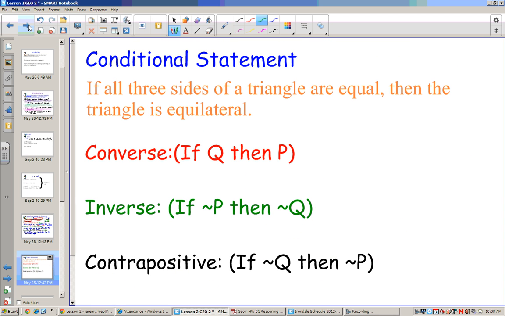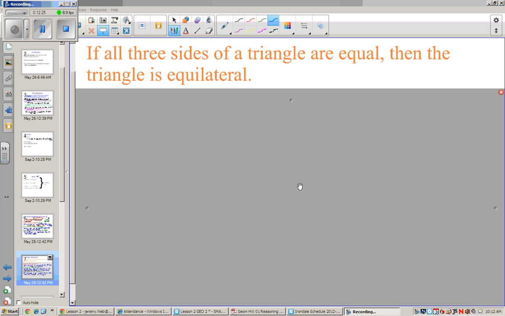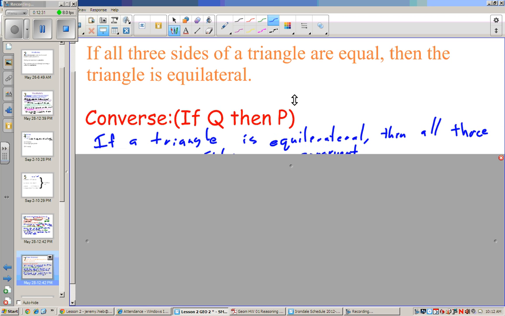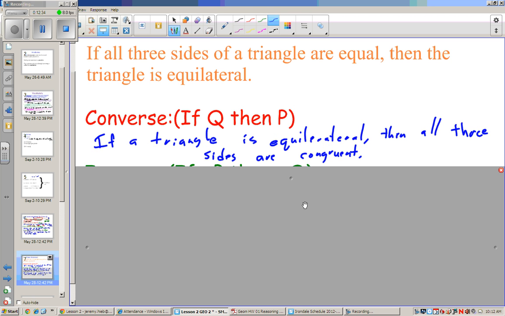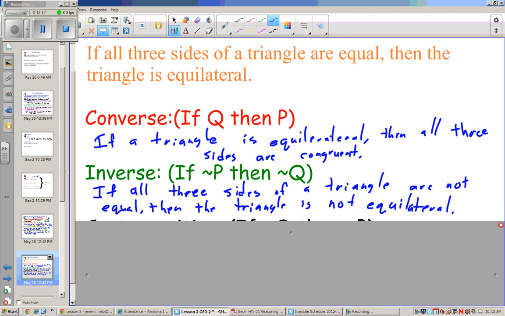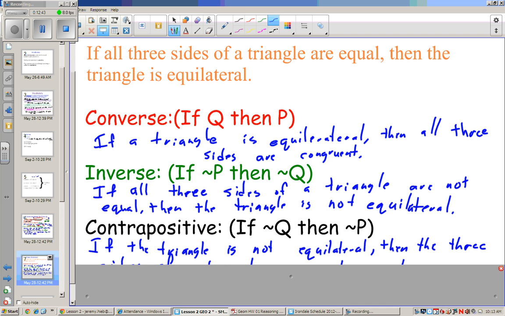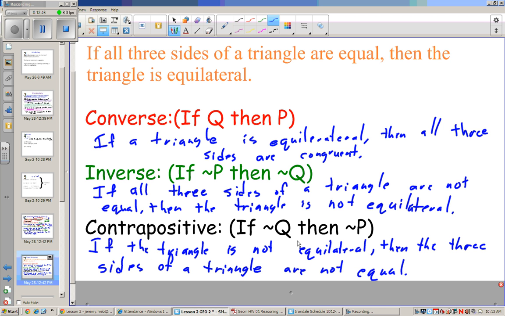All right. Now here is a problem. I want you guys to take a second, pause the video, and write your converse, your inverse, and your contrapositive on some notes. All right, hopefully everybody has done this problem. So now we're going to show you each answer. The converse will be if a triangle is equilateral, then all three sides are congruent. For inverse, if all three sides of a triangle are not equal, then the triangle is not equilateral. And for contrapositive, if a triangle is not equilateral, then the three sides of a triangle are not equal.